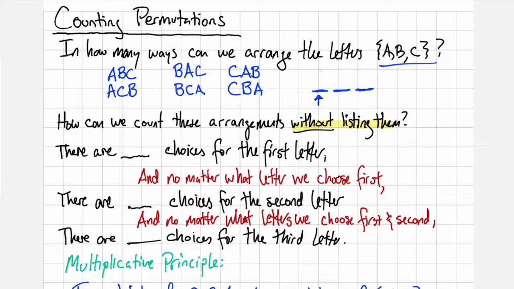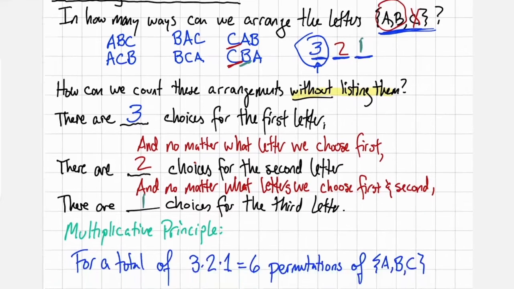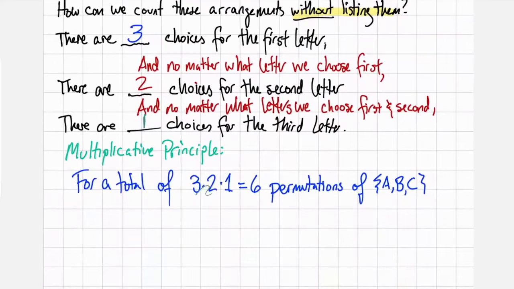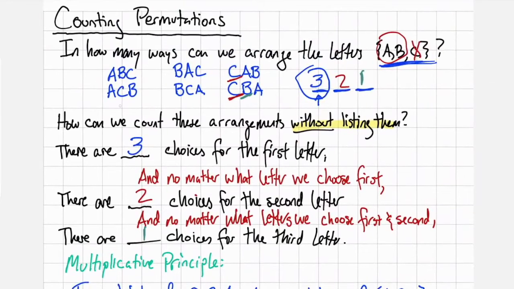So how many choices are there for the first letter? There's 3 letters in this set, so there's 3 choices for the first letter. No matter what letter we chose in the first position, for example C, there are going to be 2 more choices left for the second letter. And then, no matter what letter we chose first and second, there will always be 1 choice left to fill out our arrangement. We now apply the multiplicative principle that says that there will be 3 times 2 times 1 total ways to arrange these letters, which is the same number that we had from above.